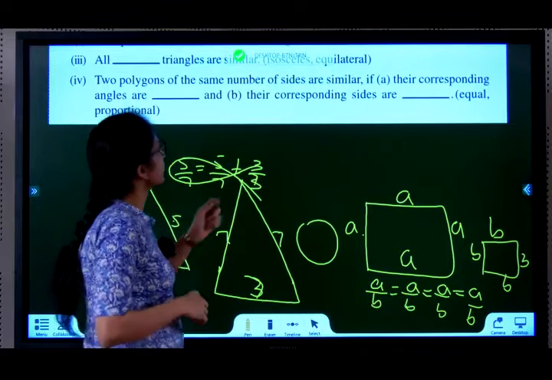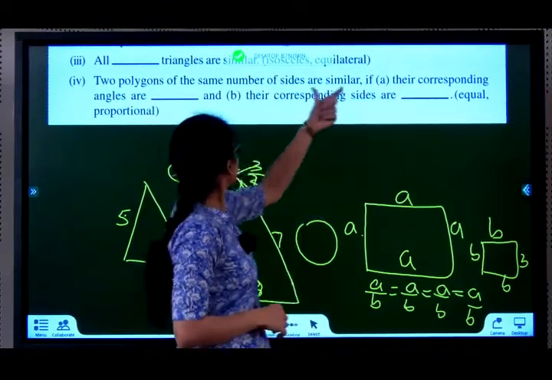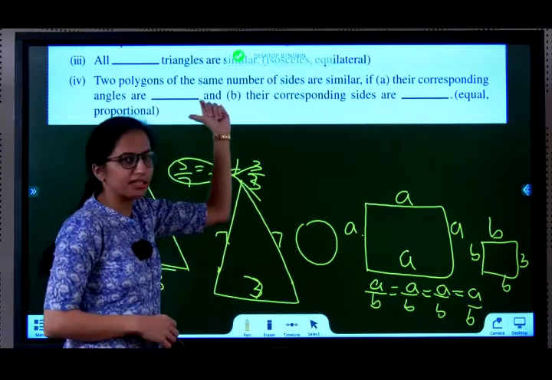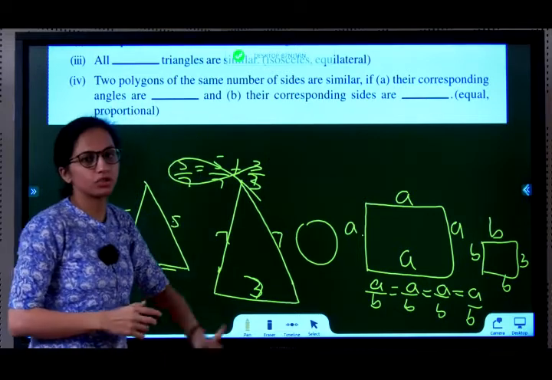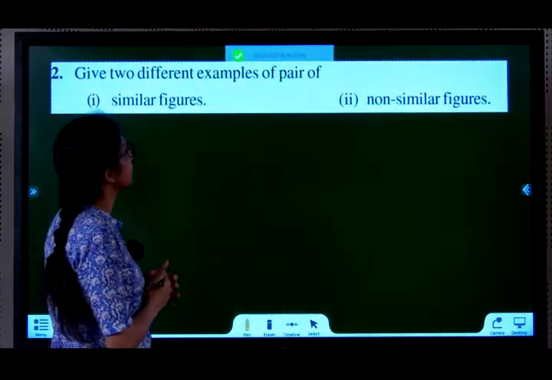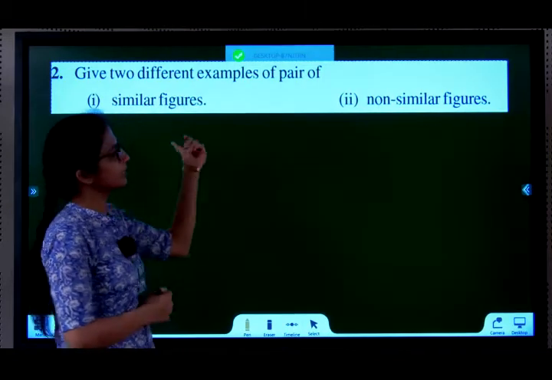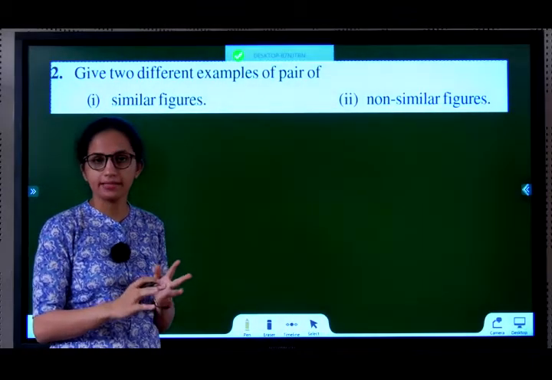Two polygons of the same number of sides are similar if their corresponding angles are equal and their corresponding sides are proportional. We just learned that. Give two different examples of a pair of similar figures. See, take any polygon that has same sides, right?